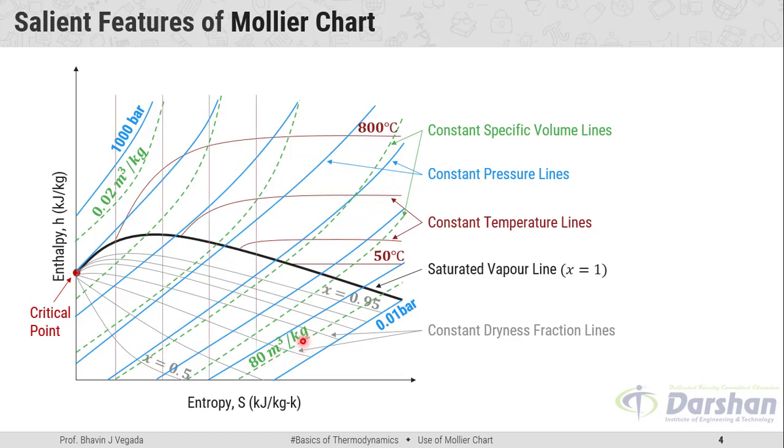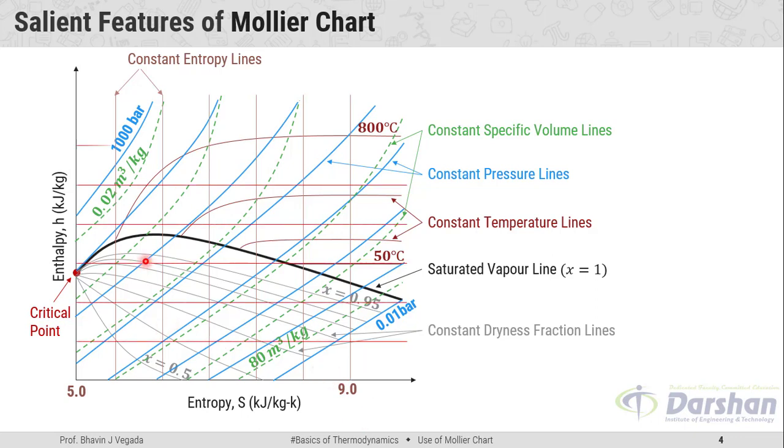On the x-axis, we have entropy, and hence the straight vertical lines represent constant entropy lines, which is in the range of 5 kilojoule per kg Kelvin to 9 kilojoule per kg Kelvin on the truncated diagram. On the y-axis, we have enthalpy, and hence the straight horizontal lines represent the constant enthalpy lines, which is in the range of 1700 to 4200 kilojoule per kg.